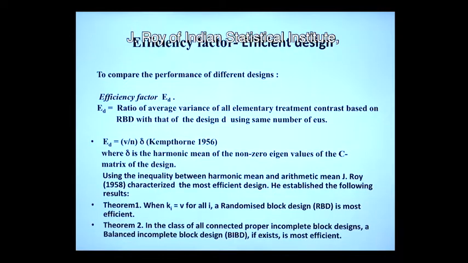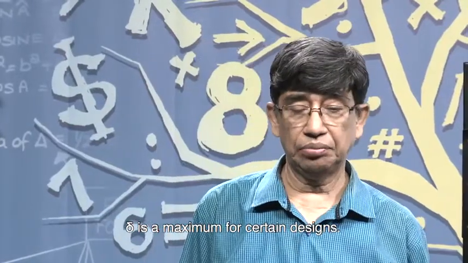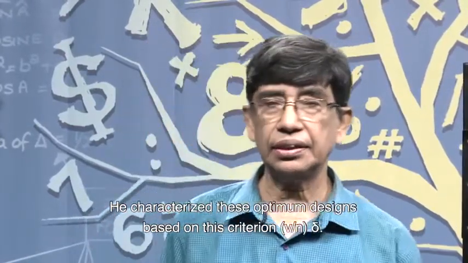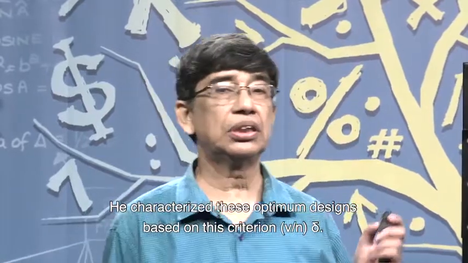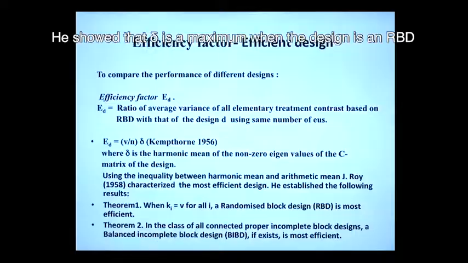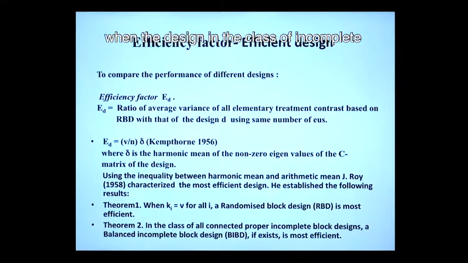J. Roy of the Indian Statistical Institute, in 1958, in Sankhya, which is a journal published from the Indian Statistical Institute, showed that this delta is a maximum for certain designs. He characterized these optimum designs based on this criterion V by n into delta. He showed that delta is a maximum when the design is an RBD, and in the class of connected incomplete block designs, the design is a BIBD.